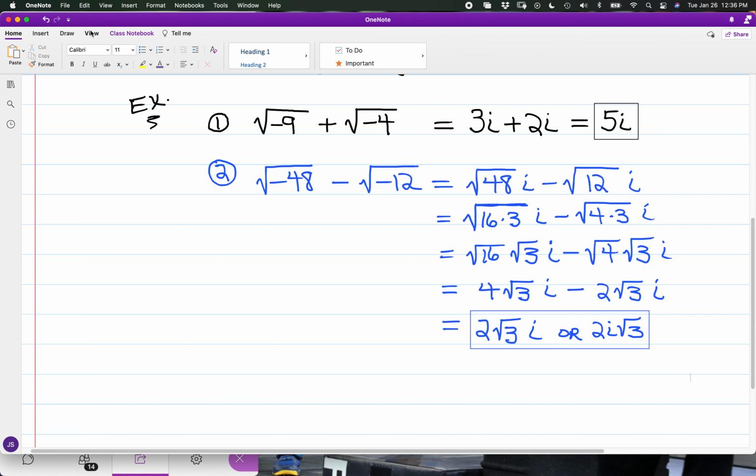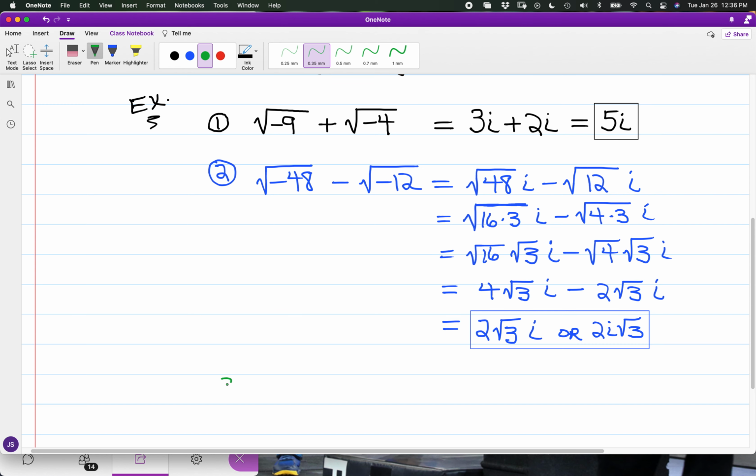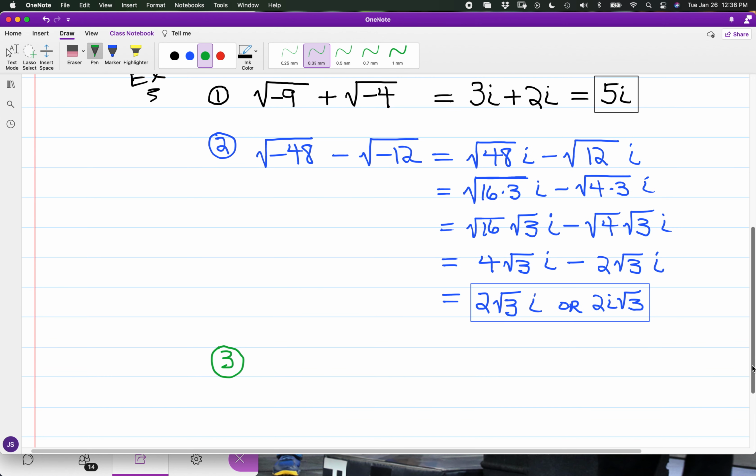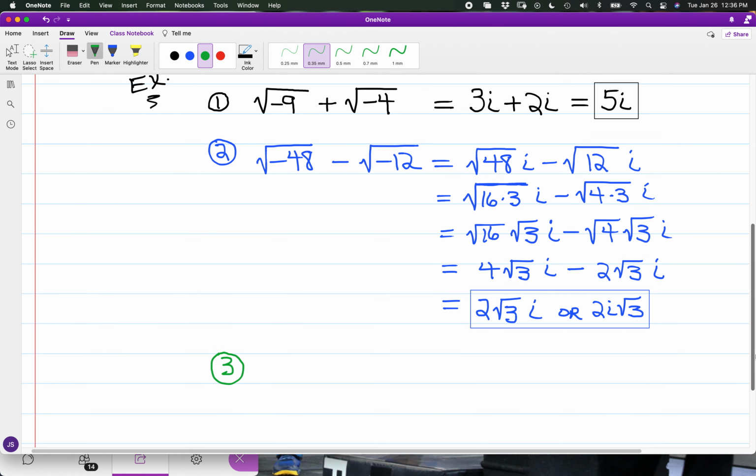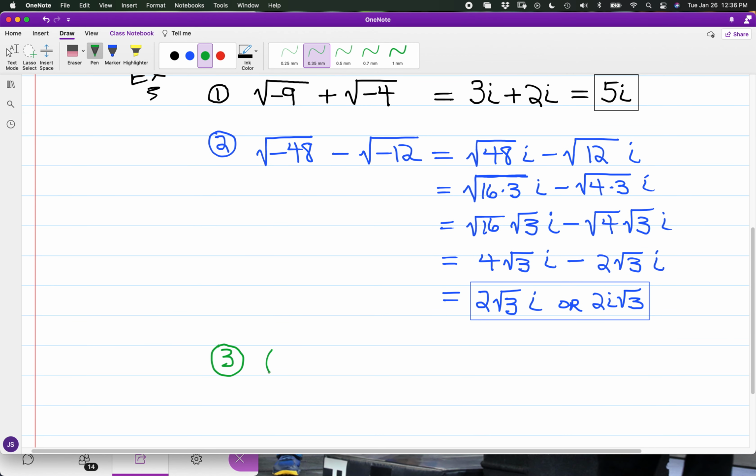All right. So for addition and subtraction, the process is fairly straightforward. It is with multiplication and the other operations that you have to be careful. Now say we have the square root of -9 and the square root of -4 together.